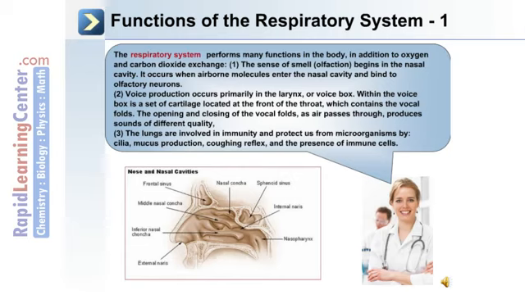Number 3, the lungs are involved in immunity. They protect us from microorganisms through the actions of cilia, mucus production and the so-called mucus elevator, the coughing reflex, and the presence of immune cells.